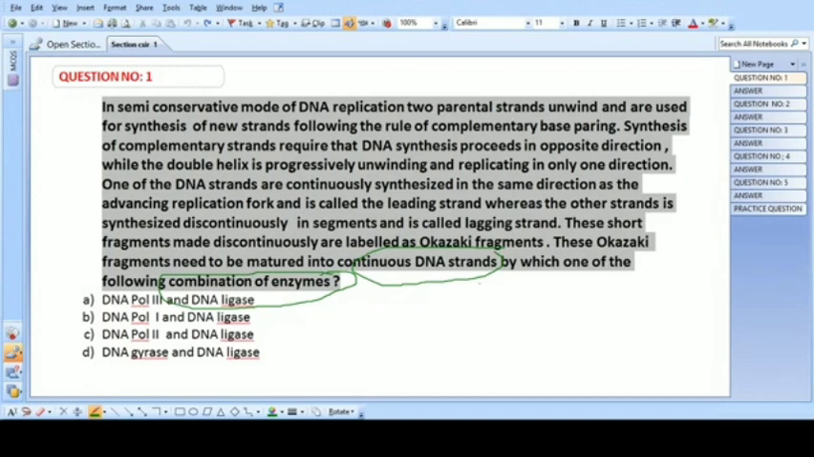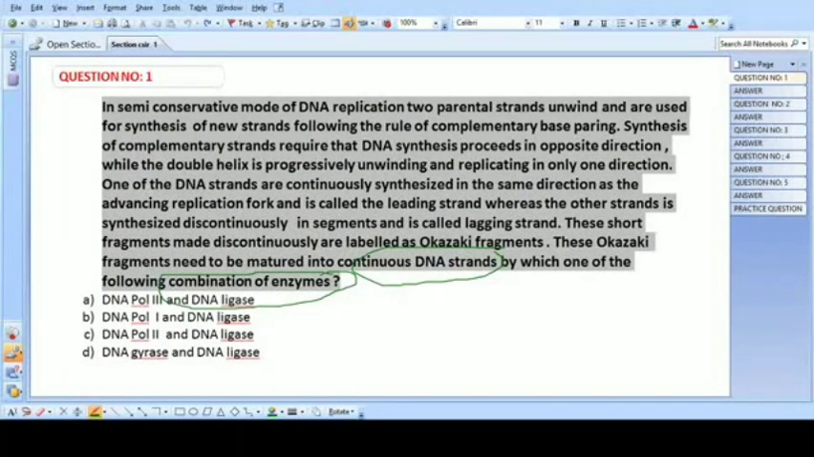Hi all, today we are discussing some PYQs, previous year questions of the exam CSIR NET. And question number 1 is about DNA replication. And we all know that DNA replication is a semi-conservative mode of replication. And this question explains the process of DNA replication.